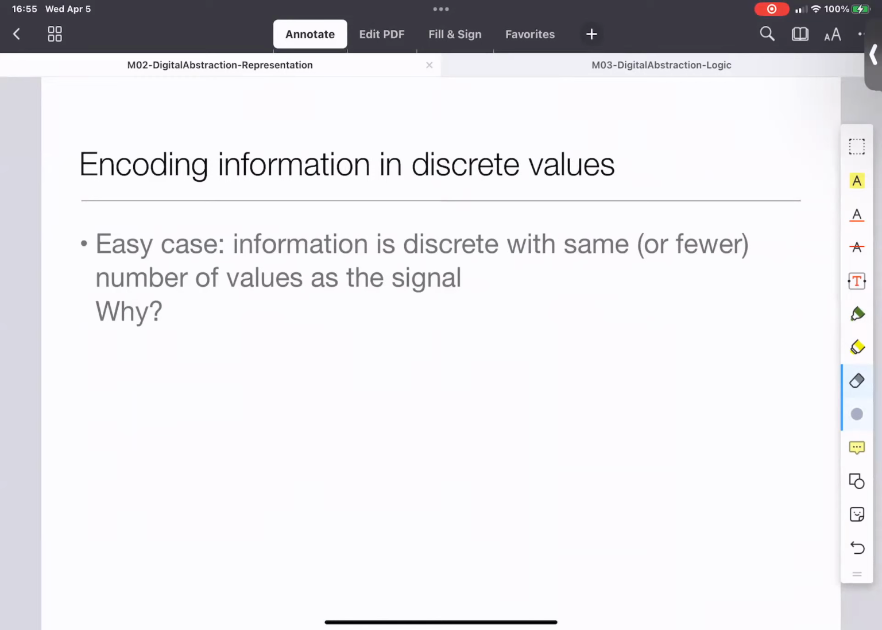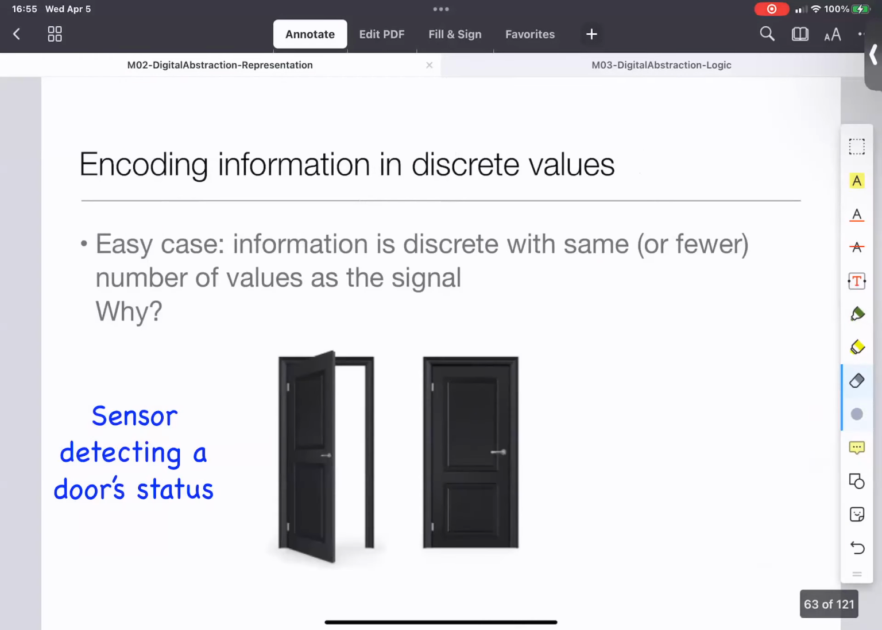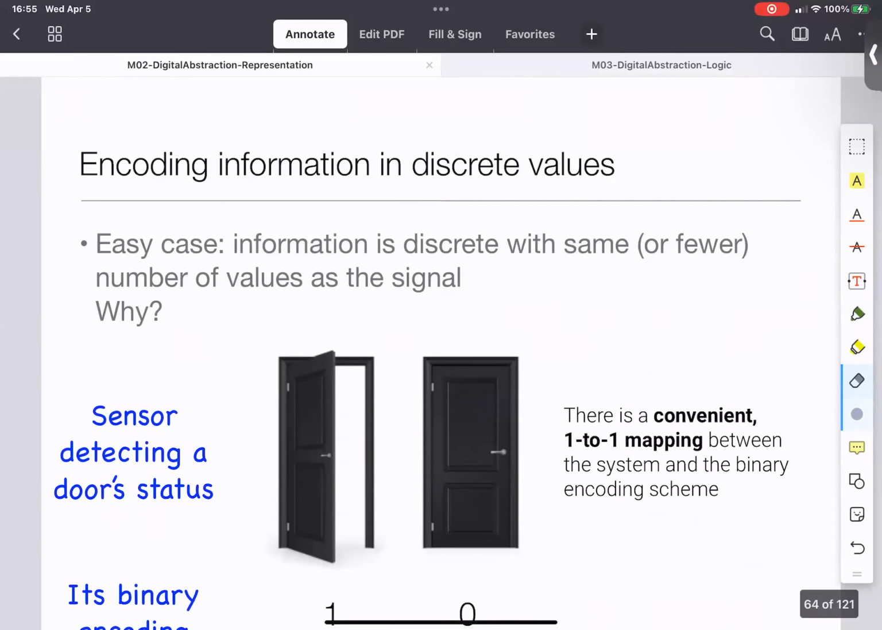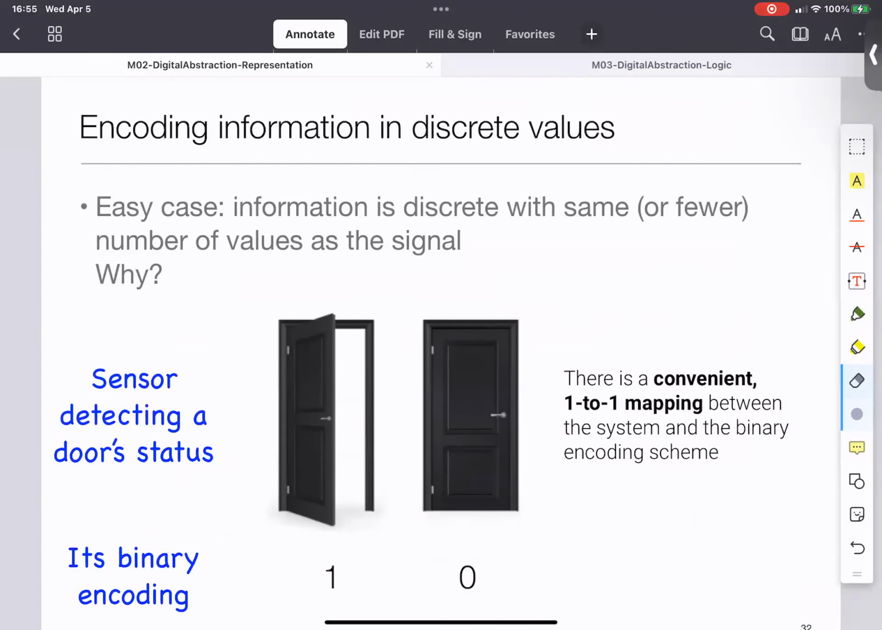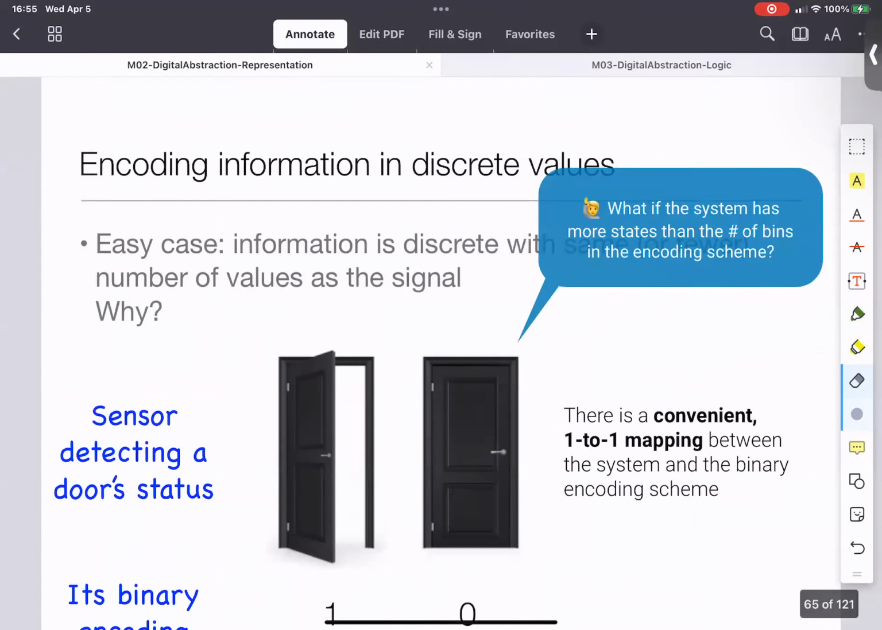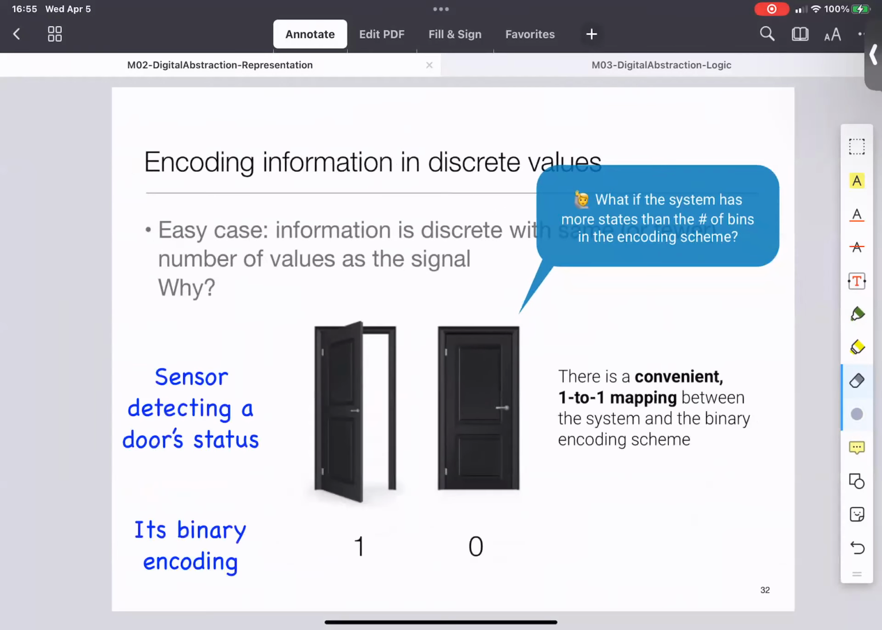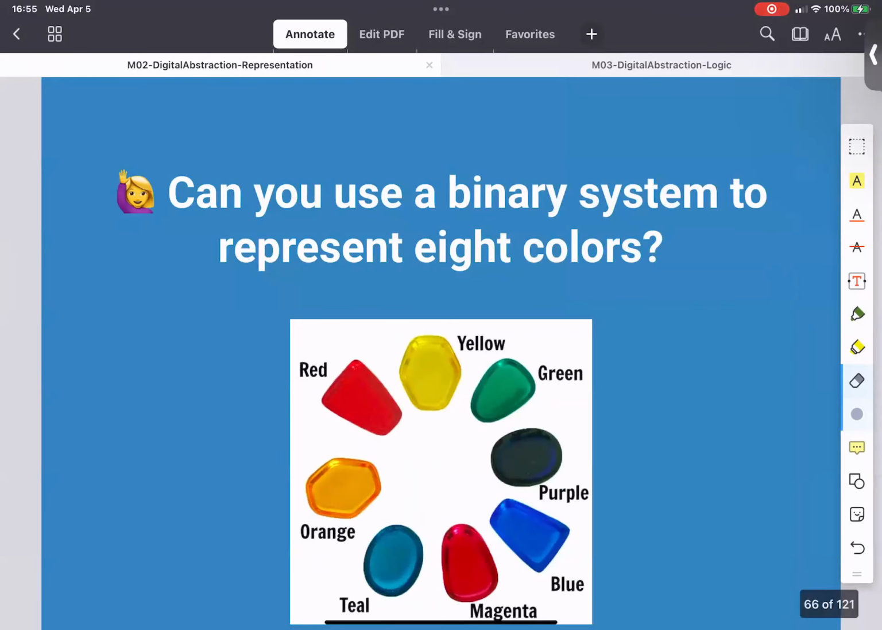The easy case is if I'm lucky enough that whatever I'm trying to measure has exactly the same number of values as my digital system. If it's a binary system, anything which has just two values, like door open or closed, is trivial. For example, if I have a sensor detecting the status of the door, I can represent this output using 1 bit. That's an easy case, clearly a one-to-one mapping, and I don't need to worry about it. But more generally, that is not the case.